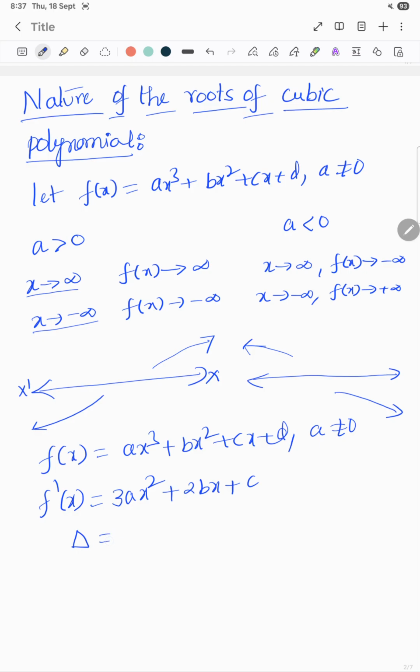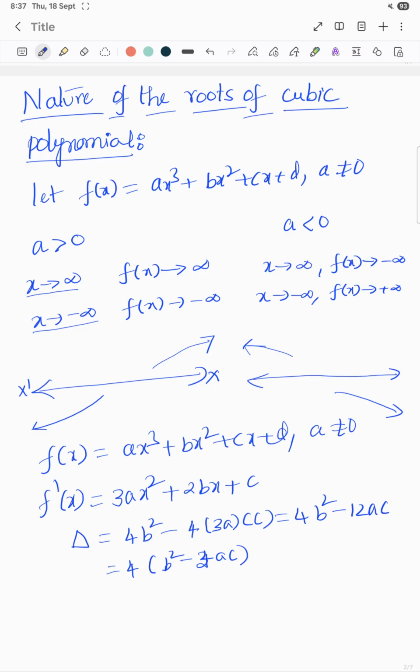So what is the discriminant? Let us discuss. The discriminant is b square minus 4ac, right? Using that, we get 4b square minus 4 times 3a into c, that is 4b square minus 12ac. So that is 4 into b square minus 3ac. So this is the discriminant.